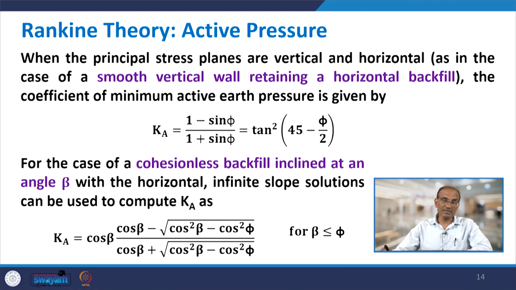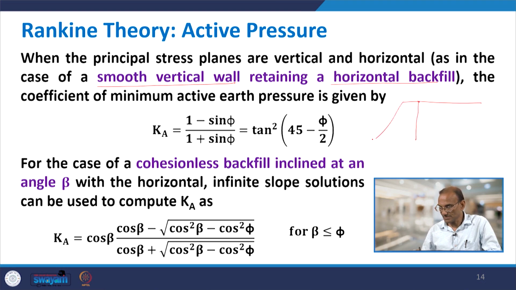Ka is called the coefficient of active earth pressure, when the principal stress planes are vertical and horizontal, as in the case of smooth vertical retaining walls. So, two conditions have come here: a smooth vertical wall which retains a horizontal backfill. That means the backfill retained by the retaining wall is horizontal. So, this is the situation.